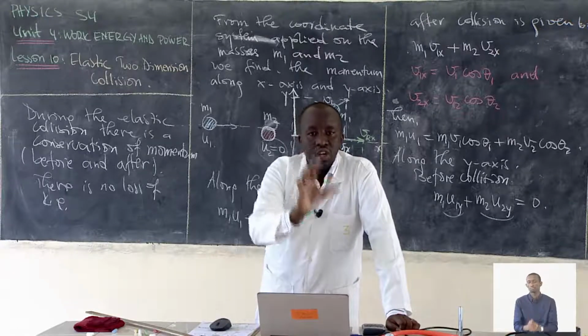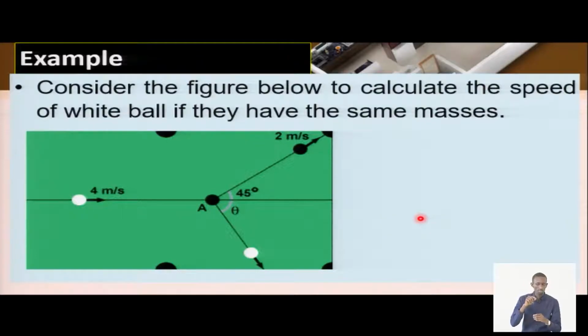Let's consider this diagram. Consider the figure below to calculate the speed of the white ball if they have the same masses. I hope that you are reading that. Can you think about how we can find that? Students, you have some seconds now to think about the way the question can be solved.